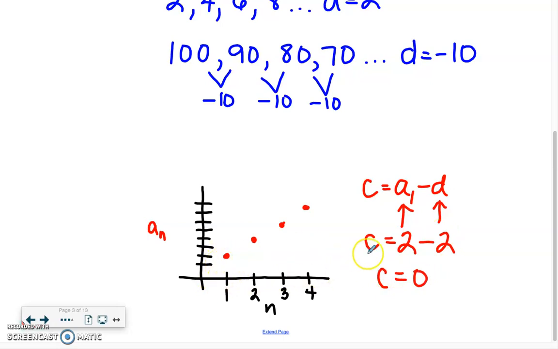And so what C really means, here's the algebraic representation of finding C, but graphically what C means is your y-intercept. If you were to continue your pattern backwards a step, where would it cross the y-axis? Well, this one goes 2, 4, 6, 8. So if I were to go back a step, I would have started on the y-axis at 0. And so the C value is kind of like your y-intercept. I think it's helpful to think of it that way. The C value is really important when we're writing equations to represent our sequences, which we're going to do here shortly. So keep that in mind.